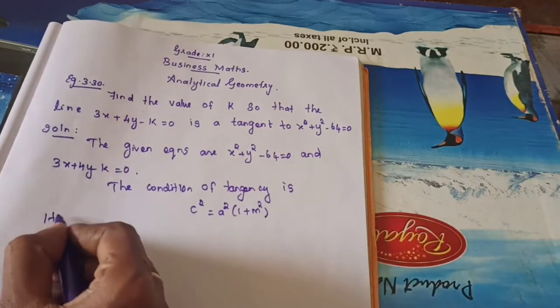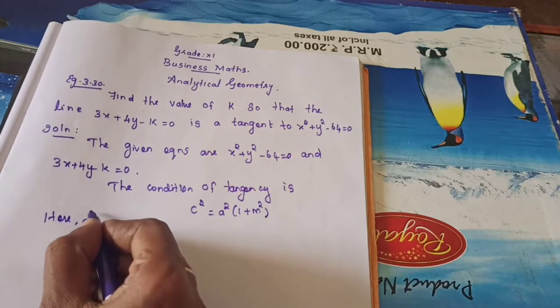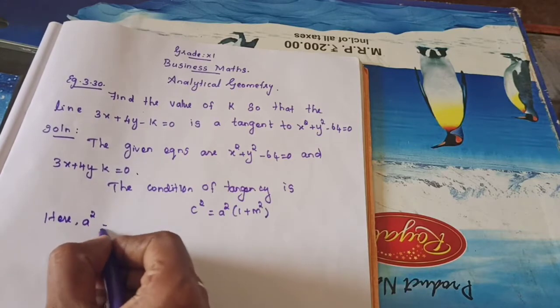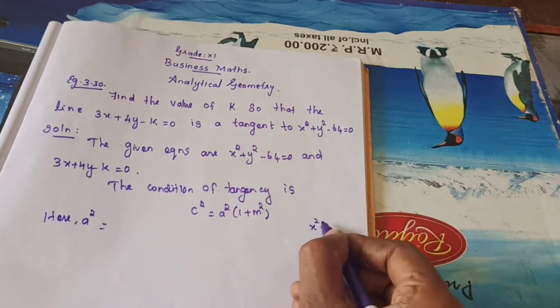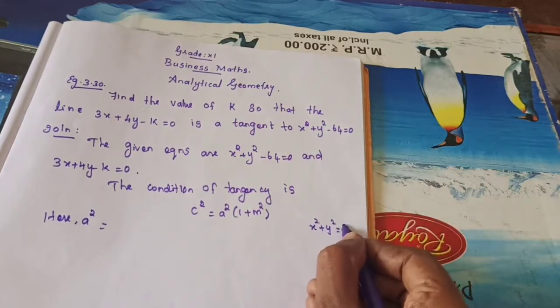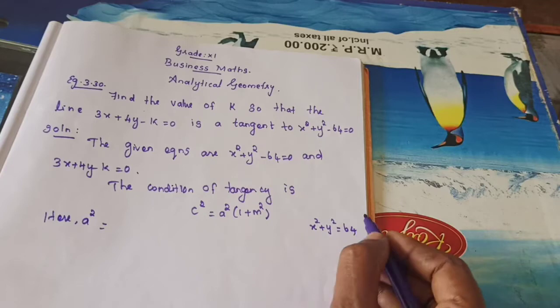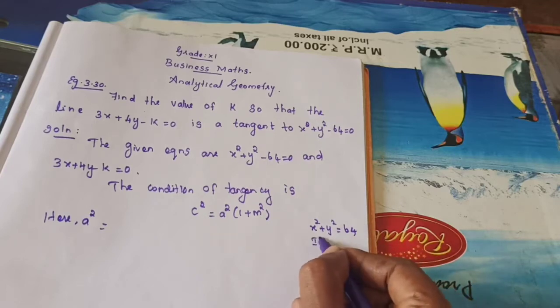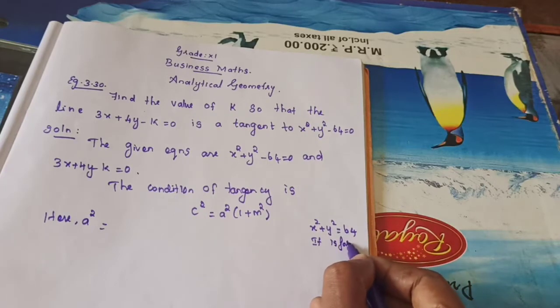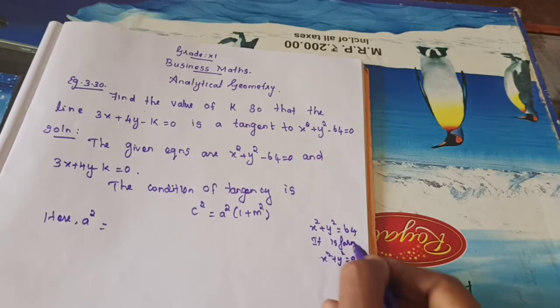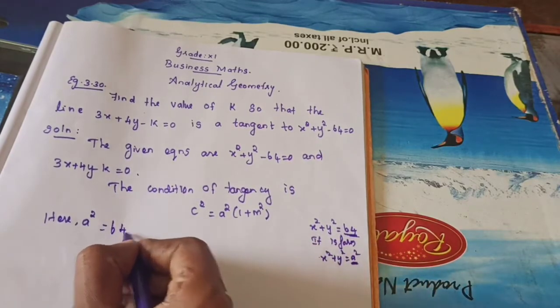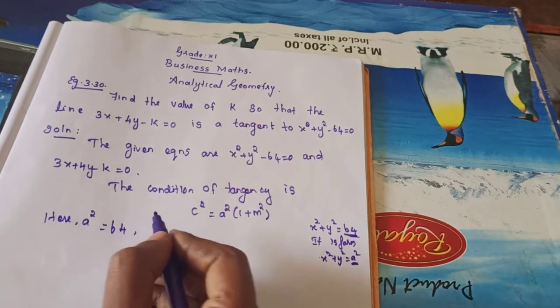Here we are going to find out all the values. What's the value of a square here? Comparing with x square plus y square is equal to a square, in the place of a square we have 64.